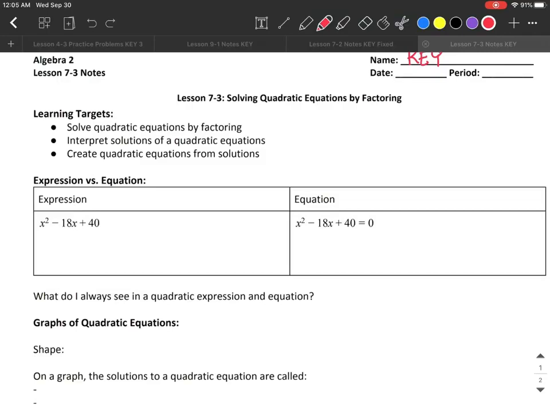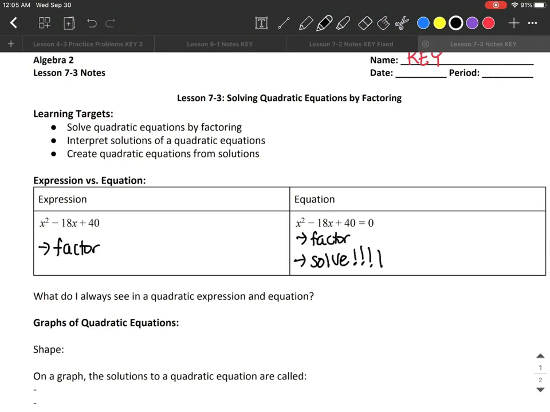So, before we talk about any of that, I want to talk about what's the difference between an expression and an equation. Well, an expression, like we've been talking about, looks like this, and an equation looks like this. These are both quadratic. One's a quadratic expression, the other's a quadratic equation. When we see something that looks like this, we want to factor it. That's what we want to do to it. But when we see something that looks like this, we don't just want to factor it. We also want to solve it.